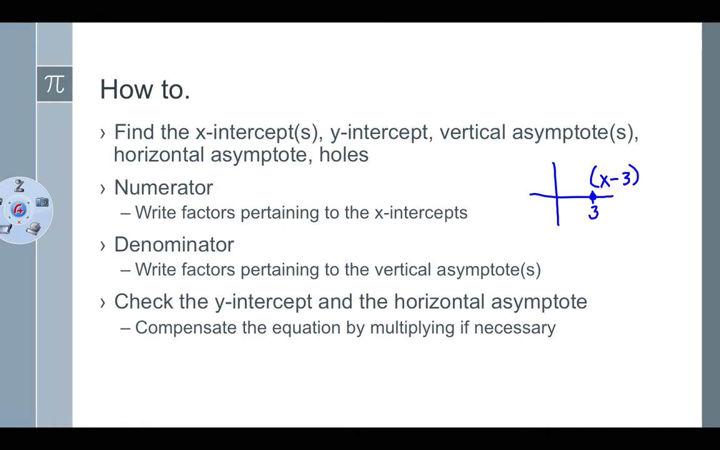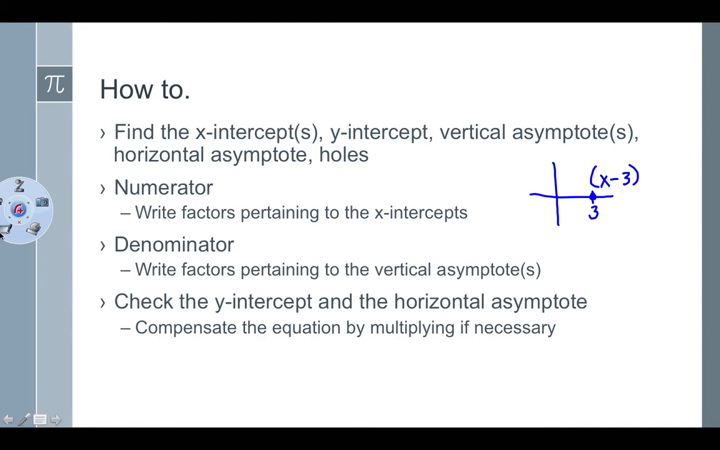And then we're going to check the y-intercept and the horizontal asymptote of that basic equation. And what we do is what we call compensate, what I call compensate. And we're going to compensate by multiplying if necessary.